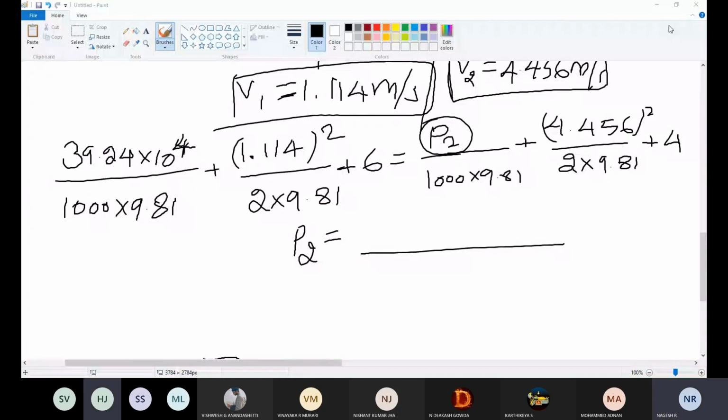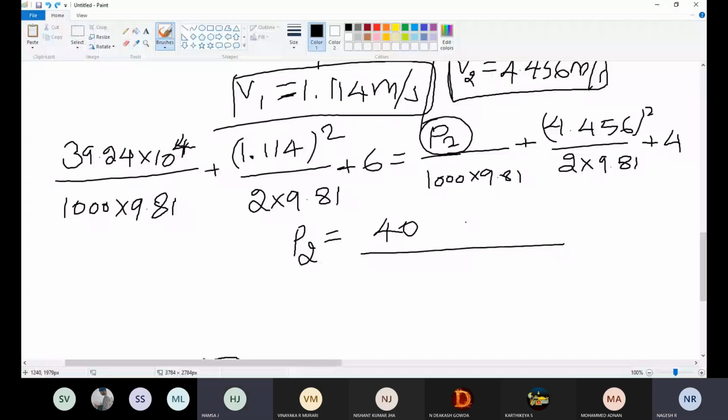Sir, 402710.31. Yes, right. Tell me in terms of centimeter square. 40 into 10 power 4 Newton per meter square. 40.271 into 10 power 4.